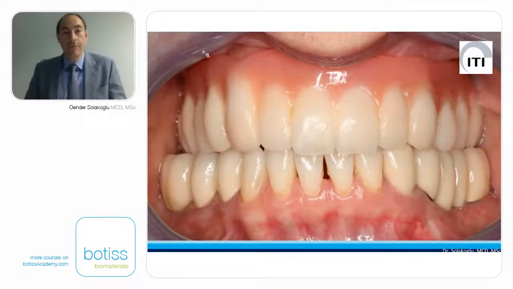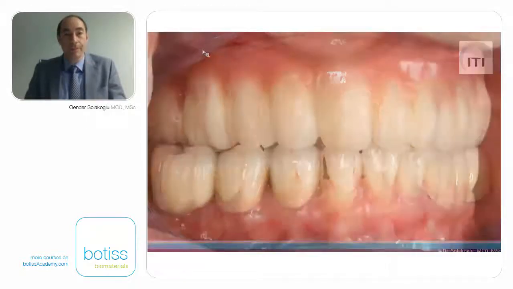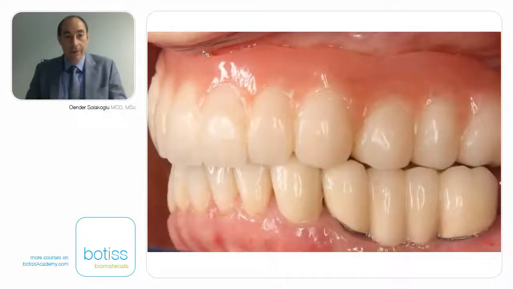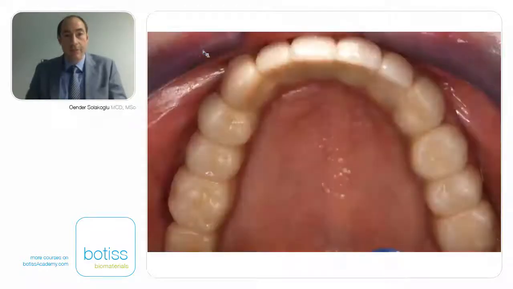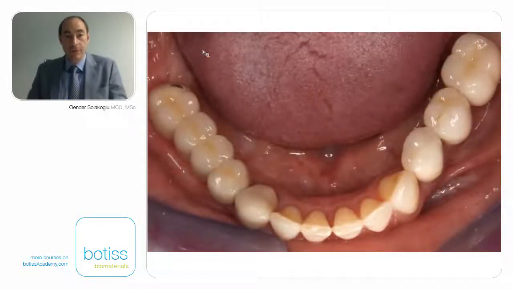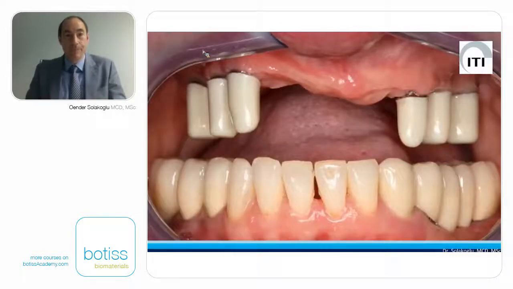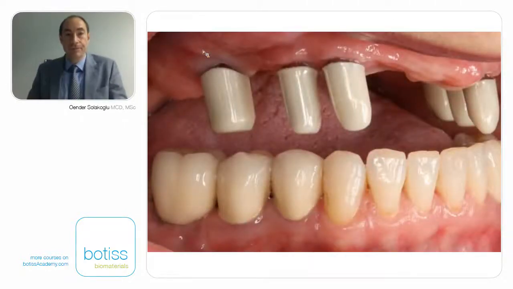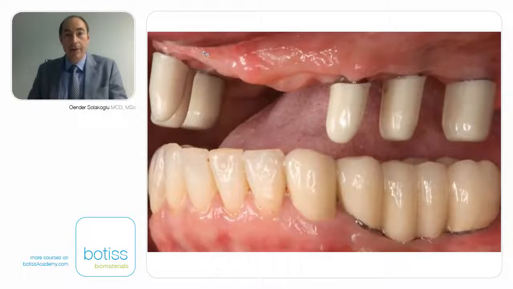This is the final view, as you can see here, and the lateral view, the upper and the lower jaw. And the patient was very happy. It was the first time in her life that she had a more or less stable situation in her upper jaw and no pain. And this is the situation of the lower jaw, fixed crowns and bridges, as you can see here. And this is the view of the primary telescopic crowns in the upper jaw. Very nice and very healthy tissues around it.